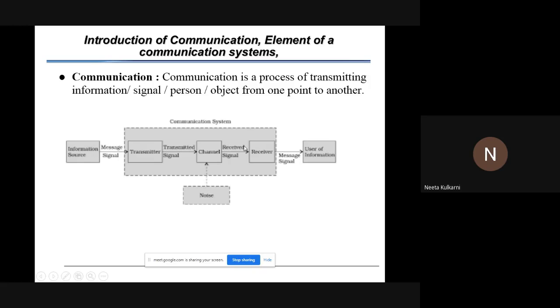If we are transmitting without modulation, what will be the blocks in this diagram? Which blocks will be there without modulation? If we transmit the signal, which blocks will be there? Information source, then channel, and receiver.